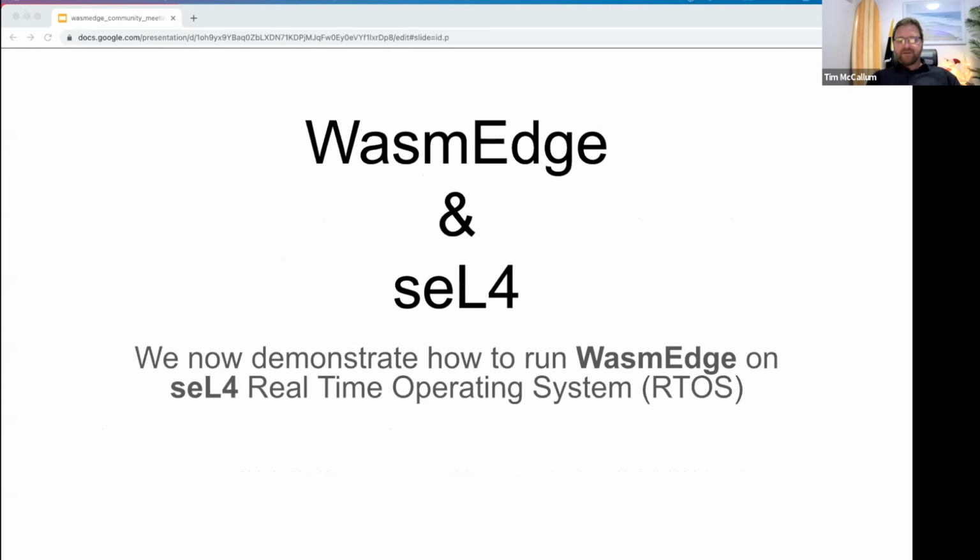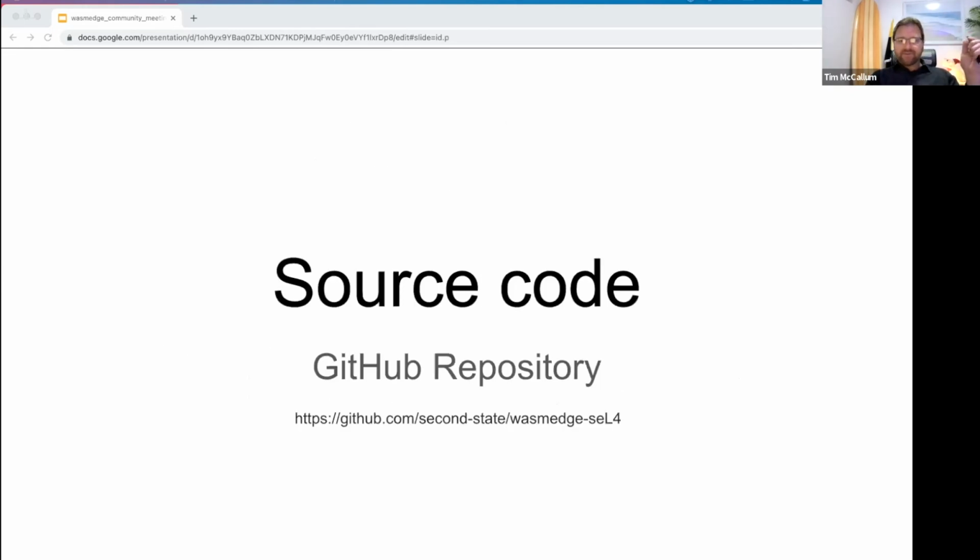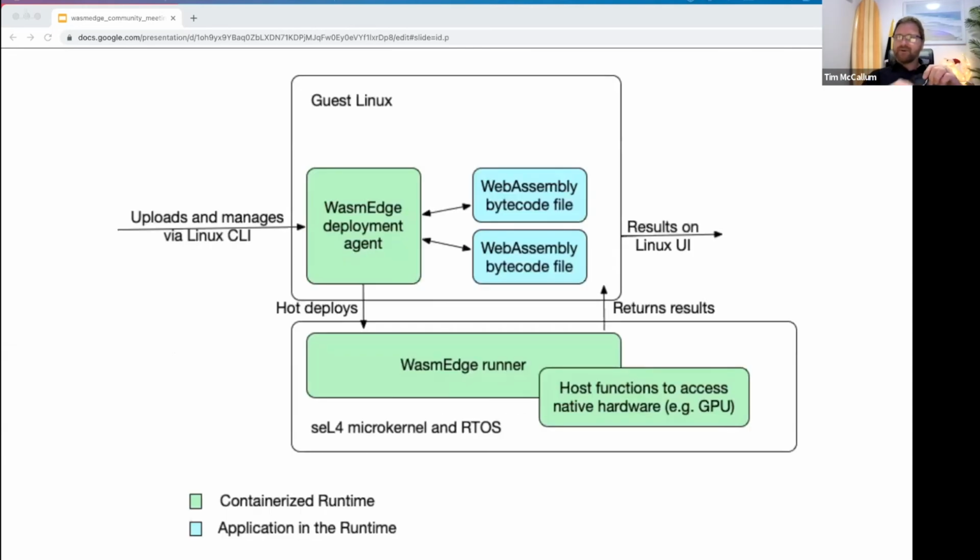Now, there are some similarities between the security constraints, if you will, in relation to WasmEdge and seL4. We have a GitHub repository and video and a few different things. We'll just demonstrate how to run WasmEdge on this seL4 real-time operating system. You can find the source code by going to the Second State GitHub, where there's a WasmEdge-seL4 repository, and you'll see some great documentation from the team. There's a great README file.